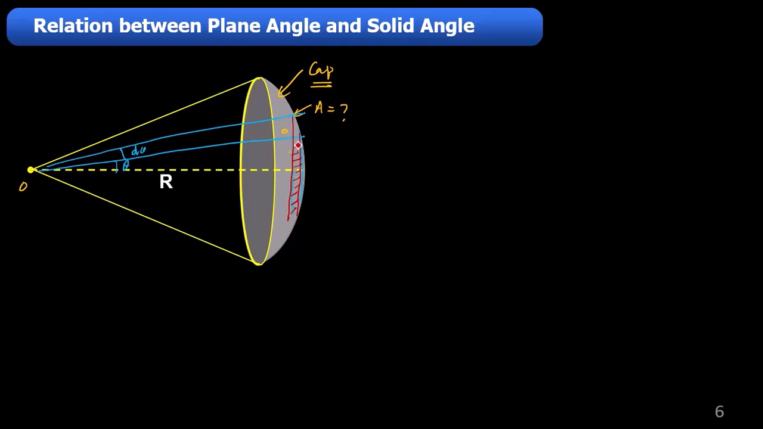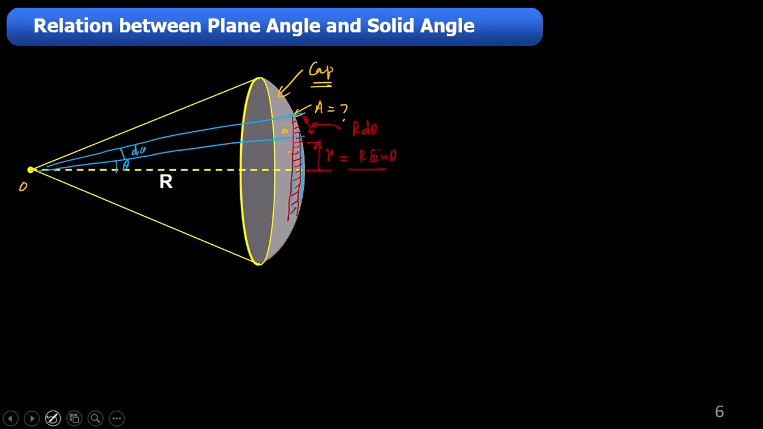This is a ring-like structure. Now, for this ring-like structure, what is the width? The width of the ring is r times d theta. And what is the radius? The radius is this smaller one. What is that smaller number? That is equal to r sine theta.